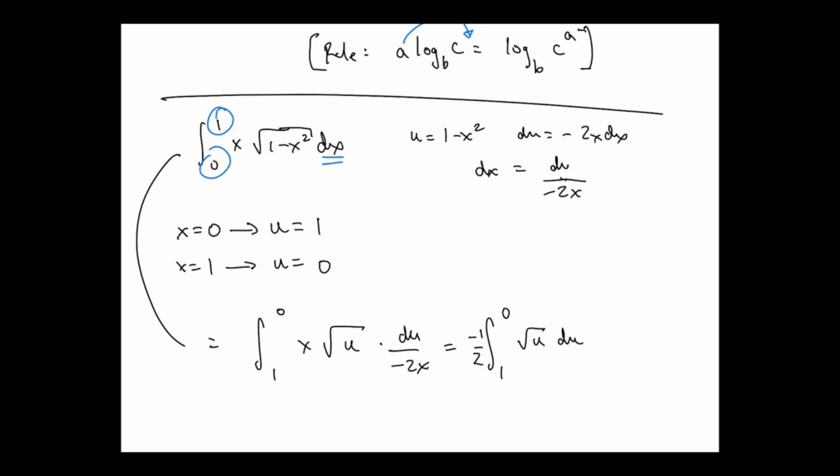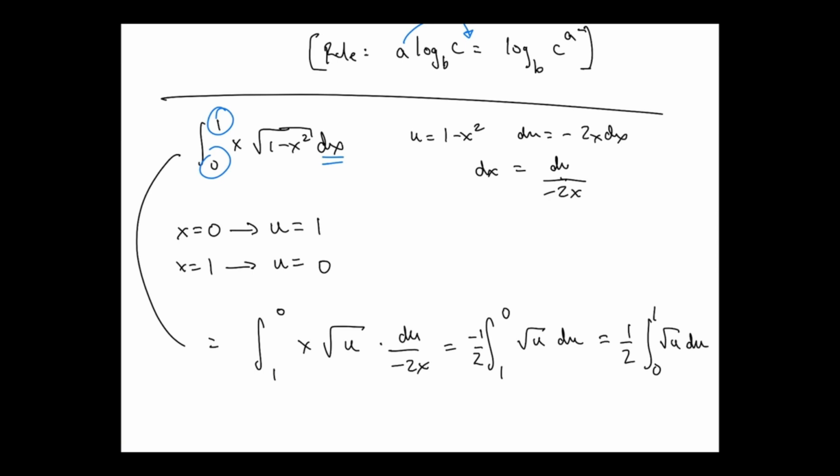So if I'm really bothered by the fact that it's 1 to 0 rather than 0 to 1, can I rewrite it as such at the expense of a negative? So I can rewrite this as 1/2 integral from 0 to 1 of root u du. That is terrible looking. It doesn't really matter.